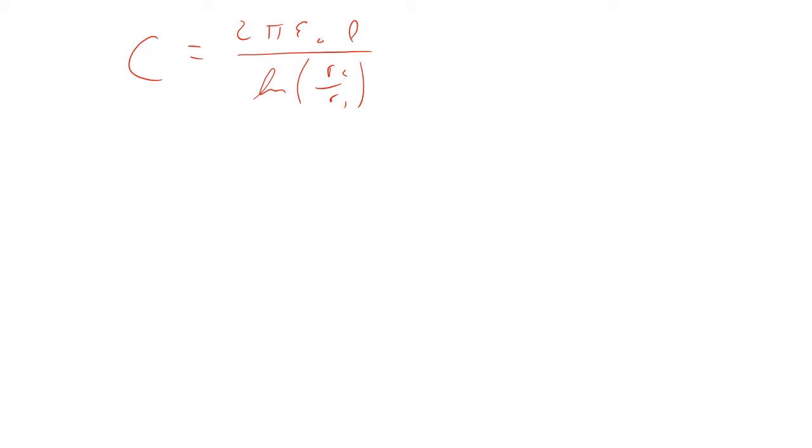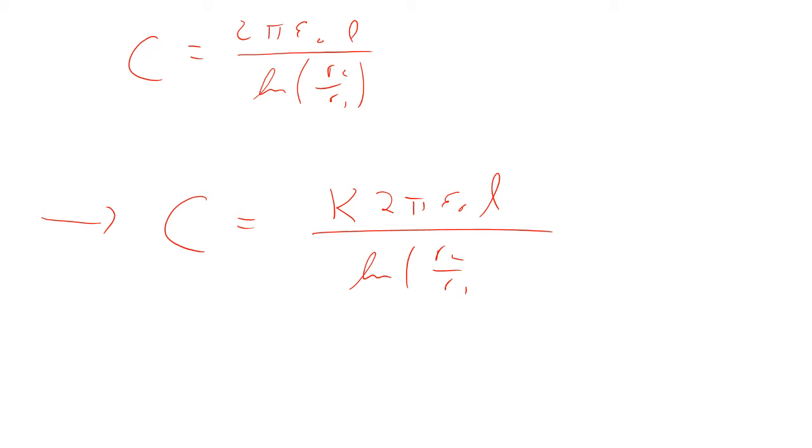Oh, but wait, we have a dielectric in there. So how does the dielectric change things? It's really simple. It's kappa times 2 pi epsilon naught L divided by natural log of R2 over R1. That's it. That's the only thing that you change, is that one term is added in there. And so that's for the dielectric. And so now what we do is we just plug in numbers.